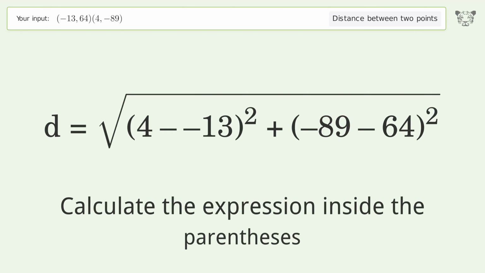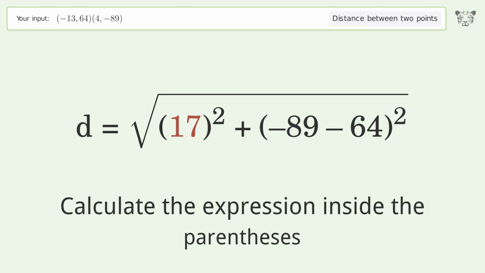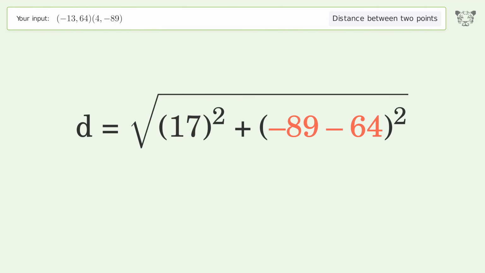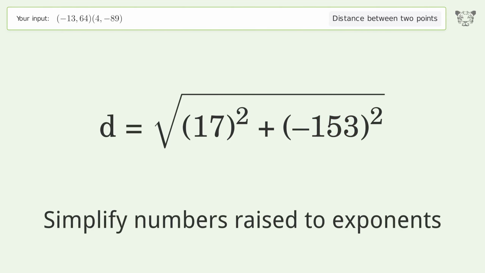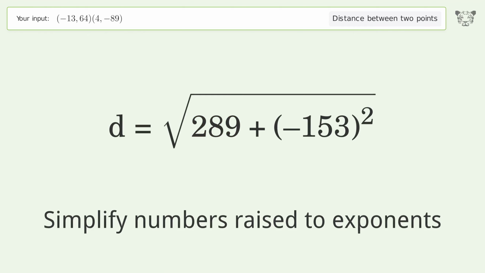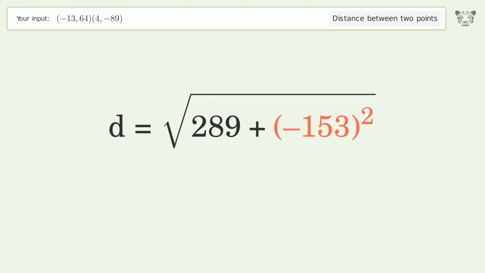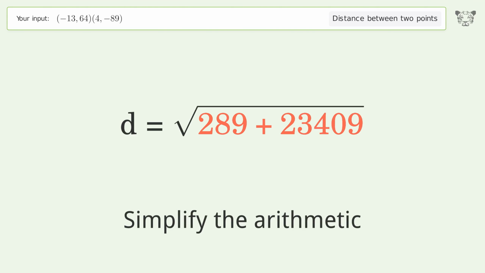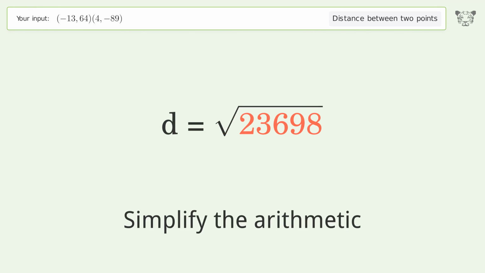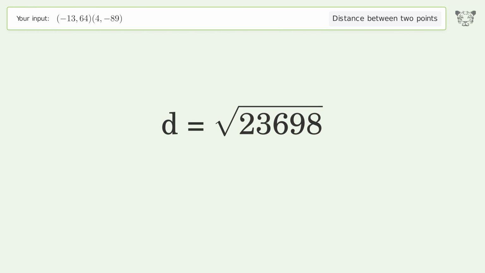Calculate the expression inside the parentheses. Simplify numbers raised to exponents. Simplify the arithmetic. And so the distance between the 2 points is the square root of 23,698, or 153.942.